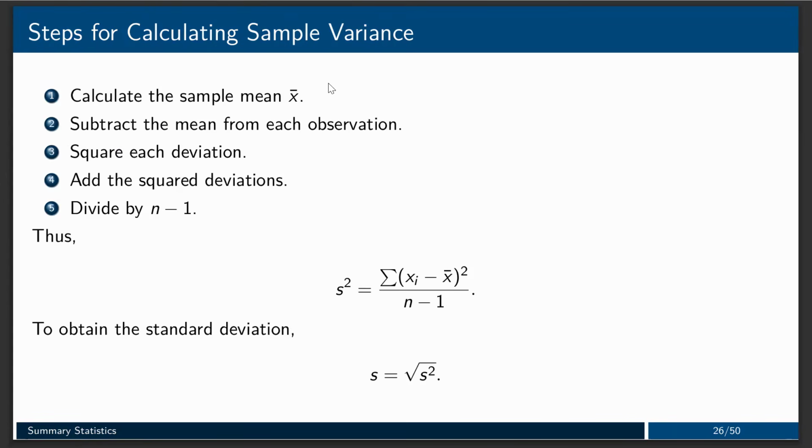Now, these are the steps for finding the sample variance. First, you calculate the sample mean x bar, then you subtract the mean from the observations, then you square each deviation, add the squared deviations, and then divide by n minus 1. So the formula is: s squared equals the summation of (xi minus x bar) all squared, all over n minus 1. And s equals the square root of s squared.